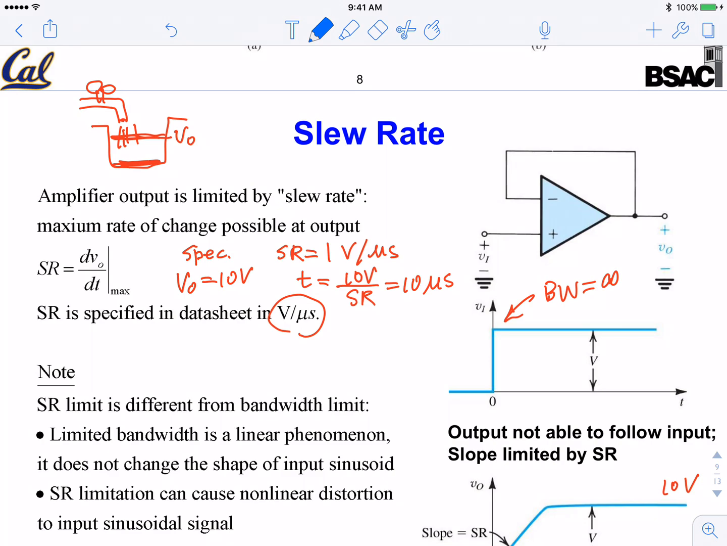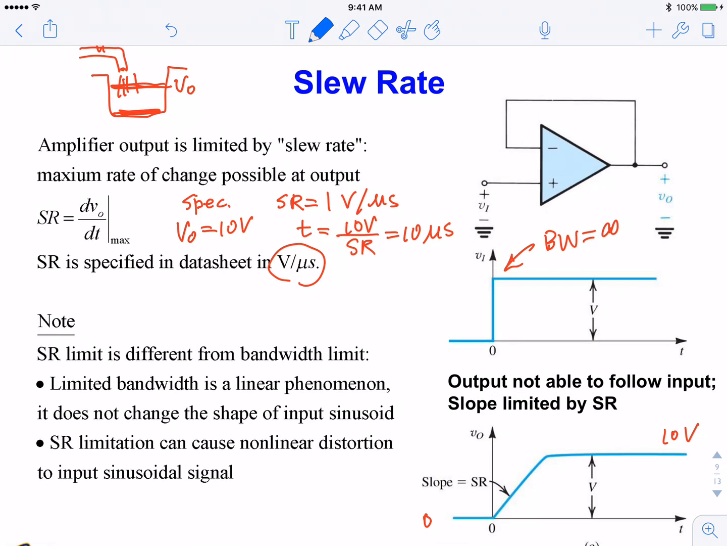And why is it that the bandwidth is infinity for a vertical slope? So why is the square wave voltage bandwidth infinite? The simplest, most rigorous answer is when you take a Fourier transform, then you know all the frequency components of a function like this, and the frequency components go to infinity.